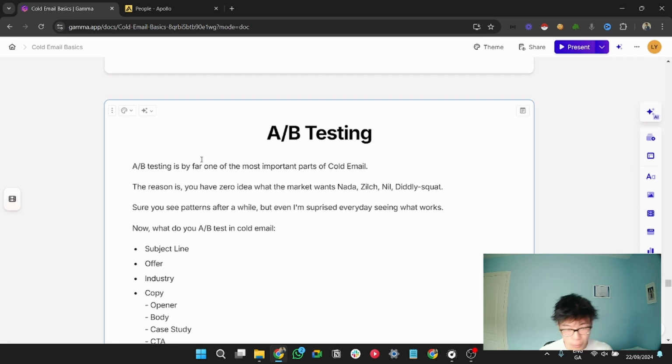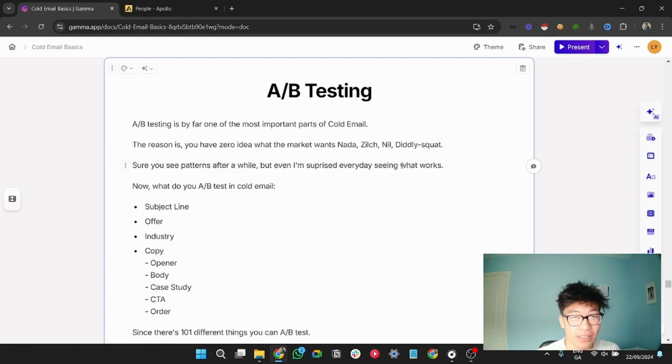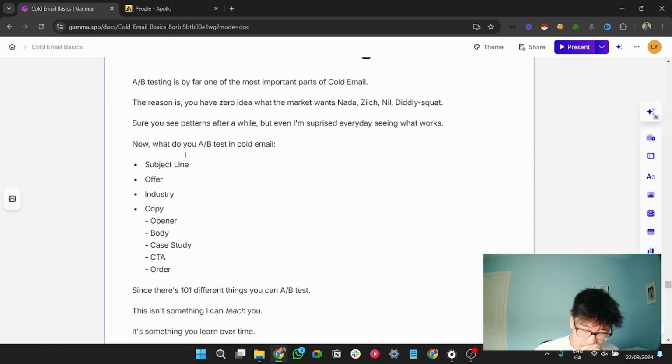You don't know what the market wants. Zilch, nada, nil, diddly squat. This is why the market's always right. So just A/B test it. Again, you see patterns after a while, but sometimes I'm writing emails and I'm like, damn, really? That's what gets people to reply? It's crazy, right?